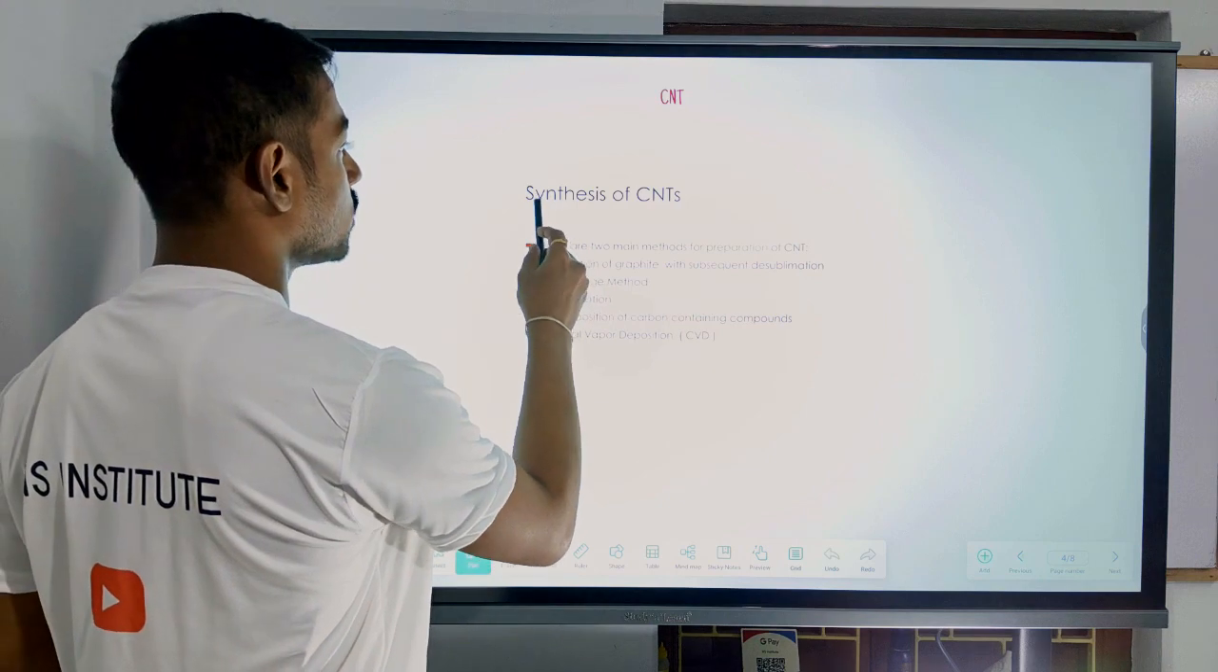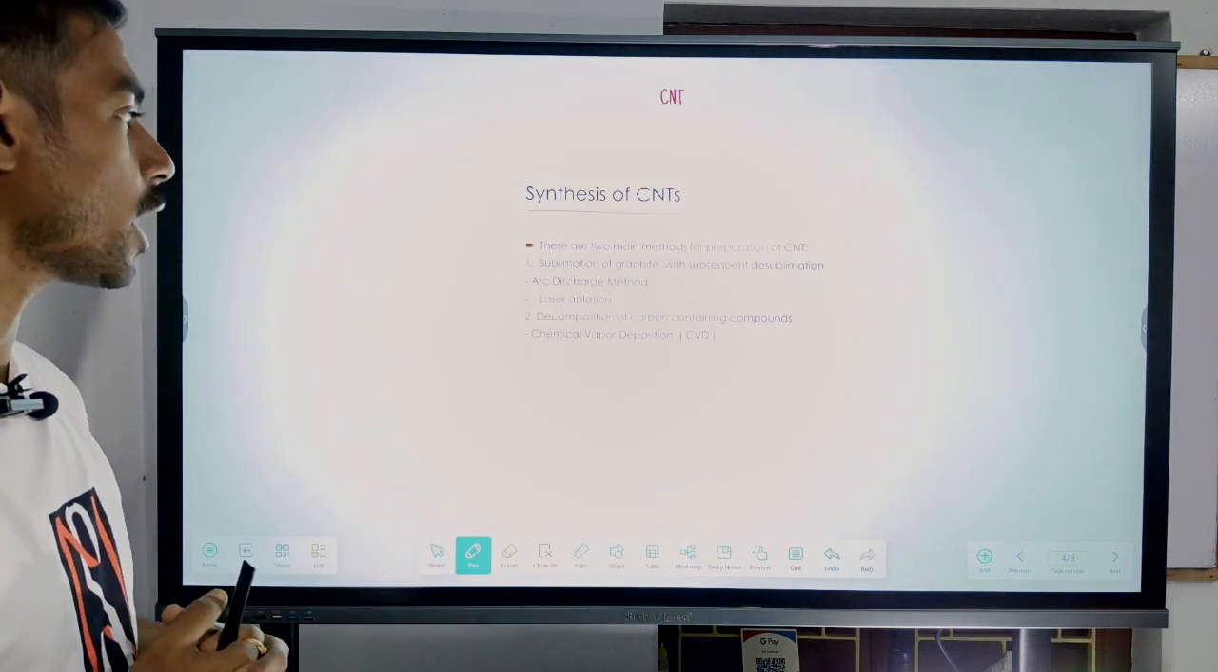So now, synthesis of CNTs. Now how can these carbon nanotubes be synthesized?